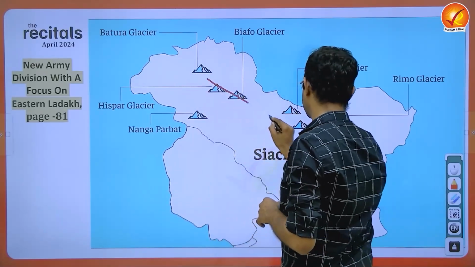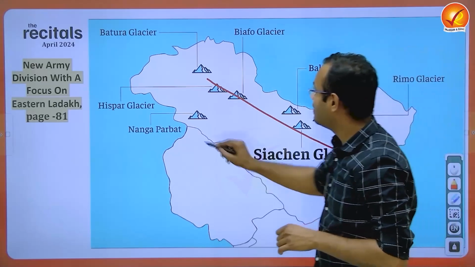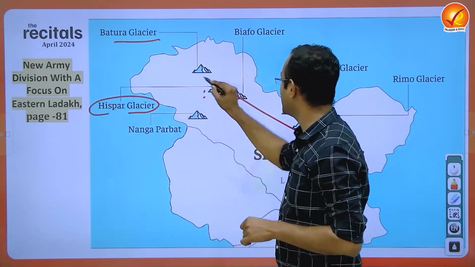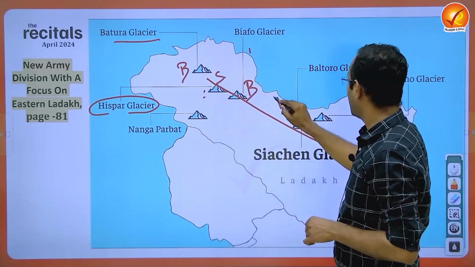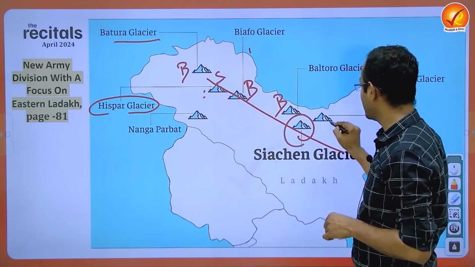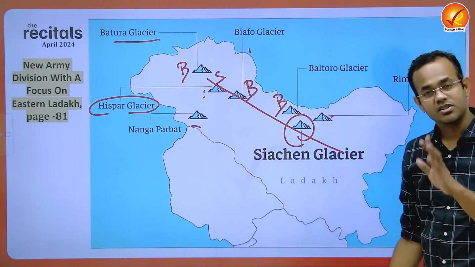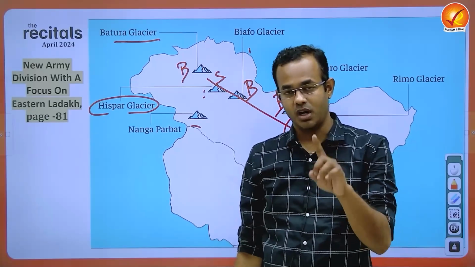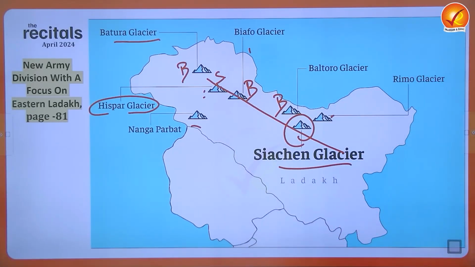This has been given in order, so you will be able to see an alignment from northwest to southeast. We will have Batura glacier, after that Isper glacier, then Biafo, Baltoro, Siachen glacier and Remo glacier, and we will also have Nanga Parbat. Just knowing the names of these glaciers is more than sufficient, trust me. Another factor to know is that Siachen is the largest glacier.